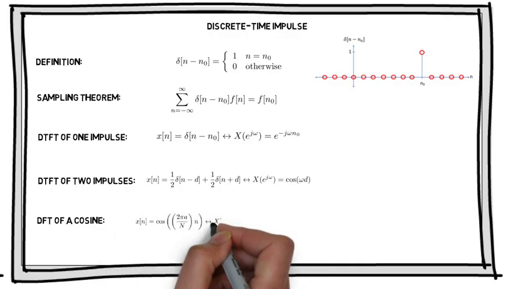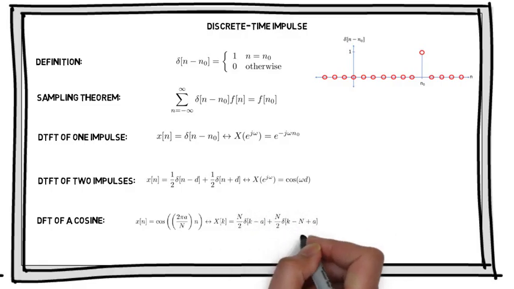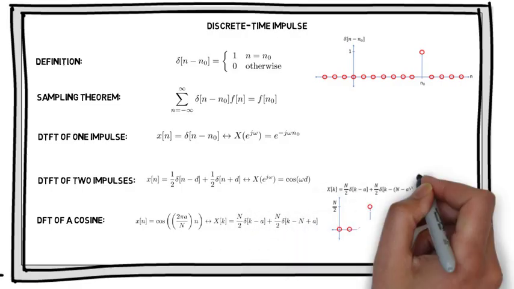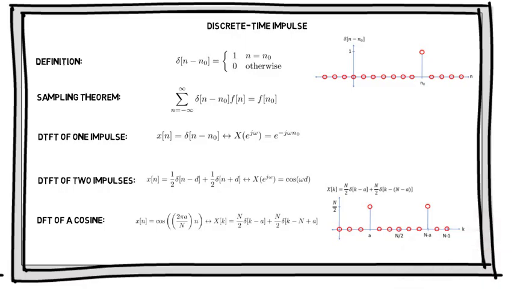If we have a cosine at the frequency 2 pi a over capital N, well, that's a pair of exponentials. That's e to the plus j 2 pi little a times little n over capital N, plus e to the minus j 2 pi little a times little n over capital N. And so its Fourier transform is an impulse at k equals a and an impulse at k equals N minus a, scaled as necessary in order to make them work in the inverse Fourier transform formula.